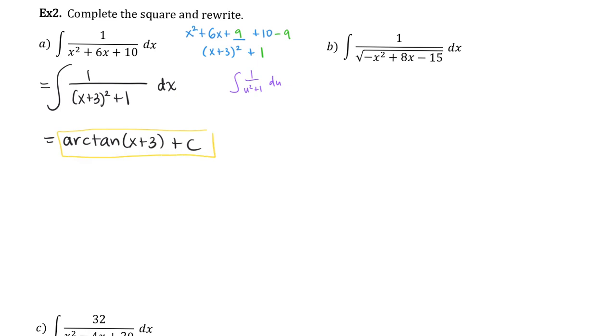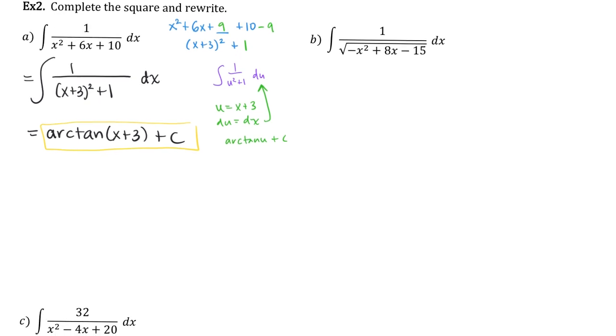Okay, if you would like to do u sub because it still makes you feel more comfortable and you're not totally sure when you can skip it, I would say that u equals x plus 3. So du equals dx. Okay, which means I get up to this point right here. The antiderivative of this is going to be the arc tangent of u plus a constant. And I would go back and make my substitution from there. But because I could see what u was and I knew that du was going to equal dx, you could skip it and it would be a good time to skip it.